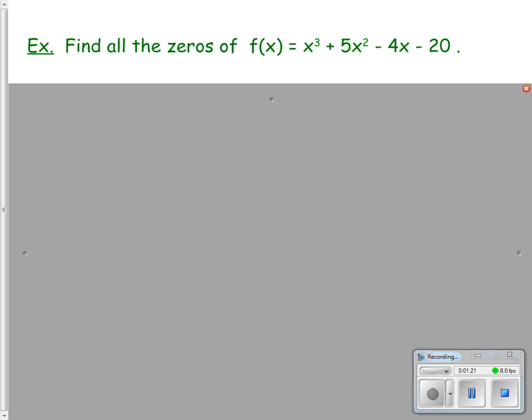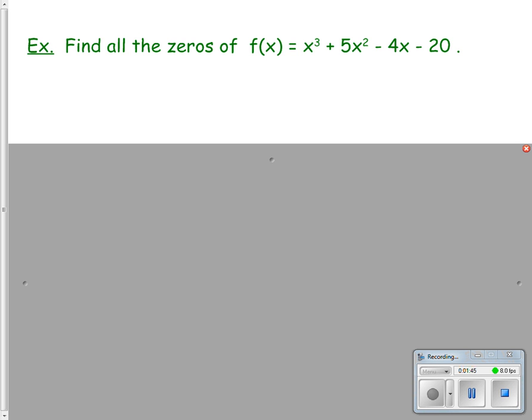Now finding all the zeros is another task. So now that we know how many zeros there are, once again in this case it's an x cubed polynomial, so we know there's 3 zeros. We need to find out what those 3 zeros are. In other words, what are the 3 different values of x that when we plug any of them into this function, it equals 0?